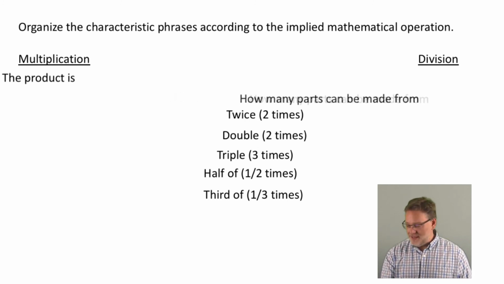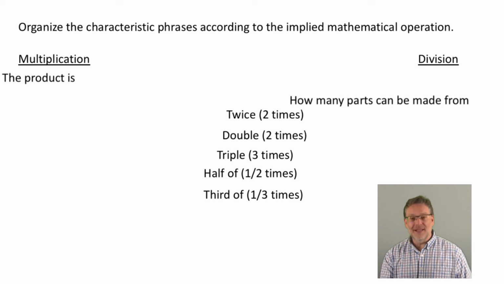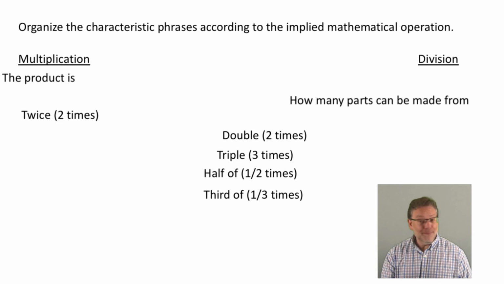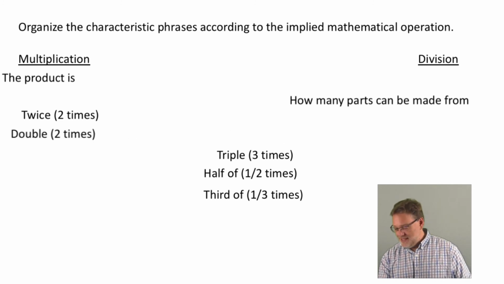Twice, if you're doubling something, well, that's 2 times something, that's multiplication. Also, if you're doubling something, that's 2 times. If you're tripling something, that's 3 times.